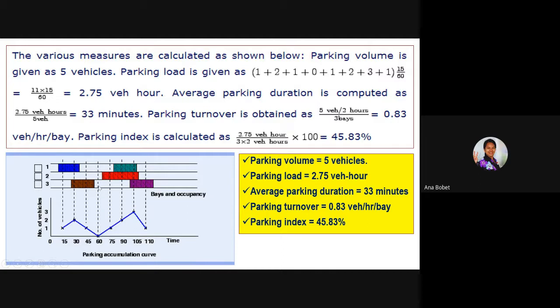Nakita nimo nga walay nag-park kay 0 siya, walay nasapnan. Okay? So, but then sa abot sa 3, na nasapnan dinhi sa 105 minutes kay si violet, red, and green. So, that's how you plot parking load. So computing that, so you have 2, 4, 6, 8, have 11 times 15 over 60. So that's about pila. Is that correct? 2.75 vehicle hour. Can we compute, everyone?